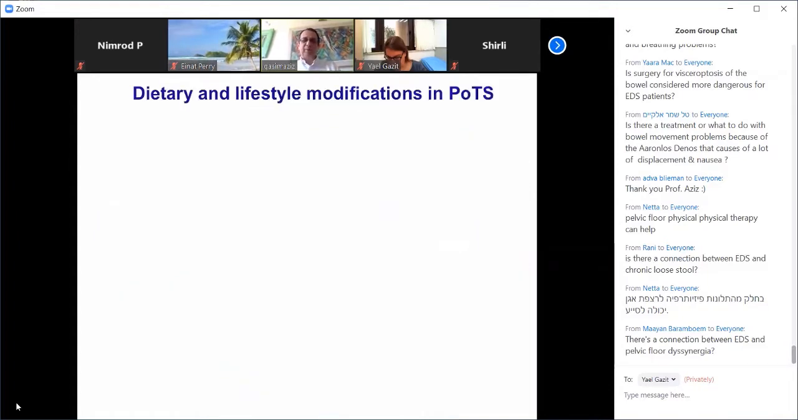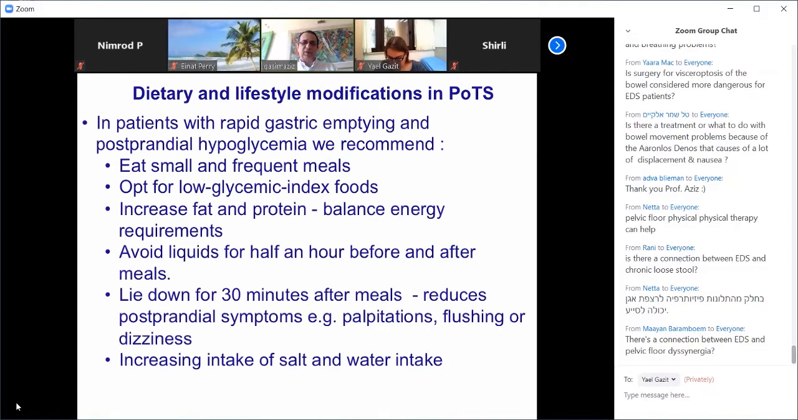In patients who develop POTS-like symptoms after meals, we normally tell them, especially if their stomach emptying is very fast, that they should eat small meals more frequently. Larger meals are more likely to produce symptoms. Opt for low glycemic index foods, which means foods that are low in their sugar content and complex carbohydrate content. Increase the fat and protein intake, because fat and protein slow stomach emptying down a little bit.